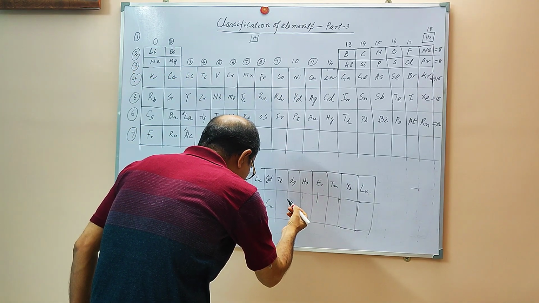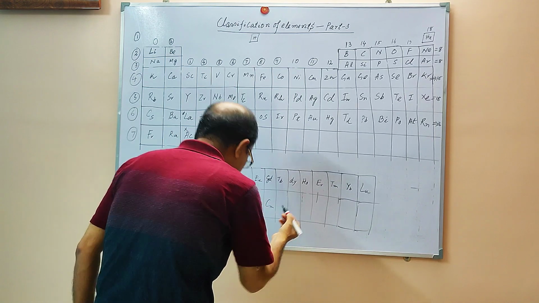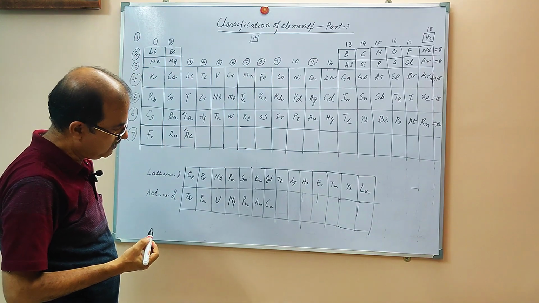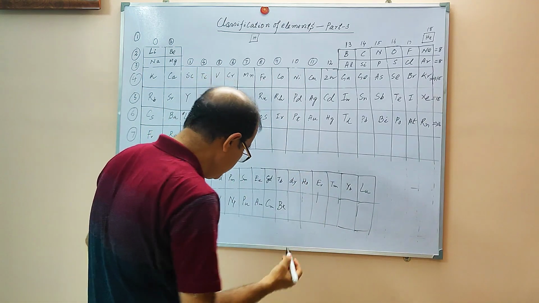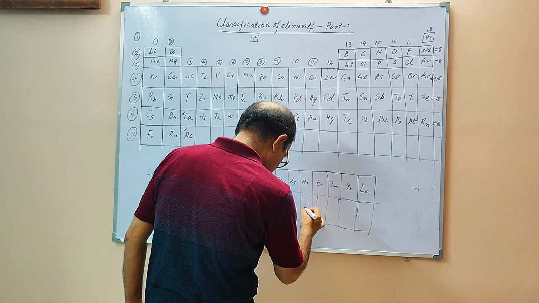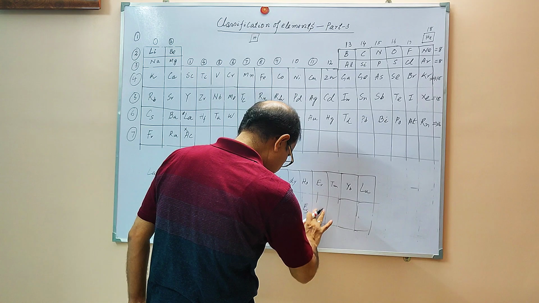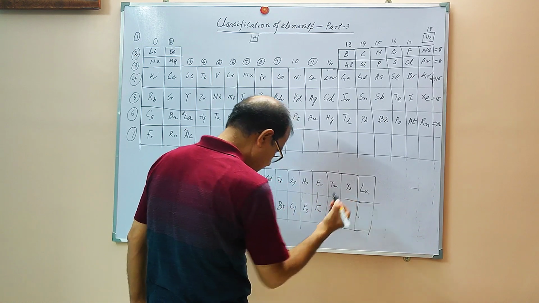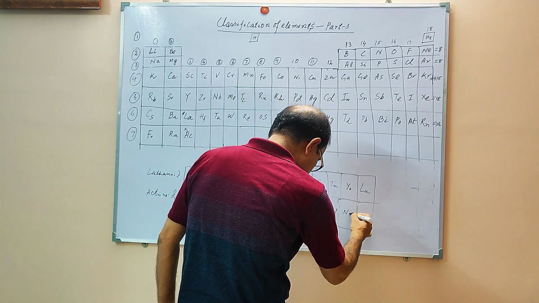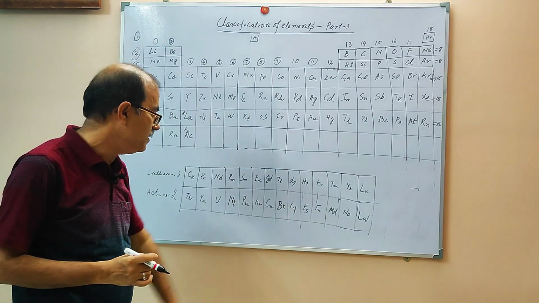After the curium you will have another element, berkelium. After the californium is Es, then you have fermium, then Md, mendelevium, then nobelium, and lawrencium. So these are basically the radioactive elements.